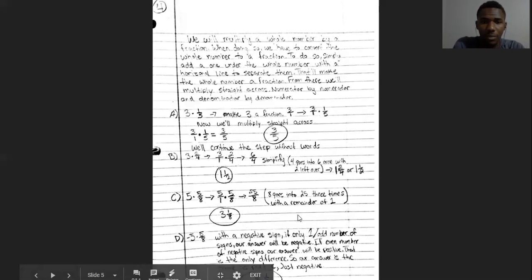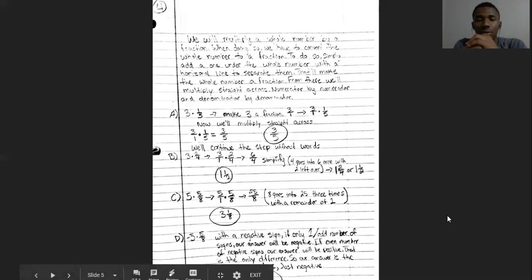Now, if you want to come down to C, we have 5 times 5/8. As you can see, 5 over 1 times 5 over 8. Then you have 25 over 8. Cannot be reduced. 8 goes into 25 3 times with a remainder of 1. So we have 3 1/8. There we go for that one.